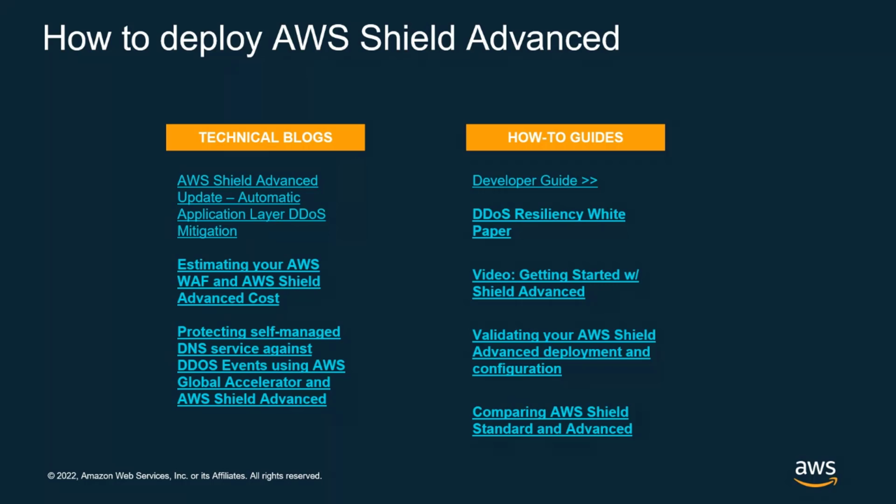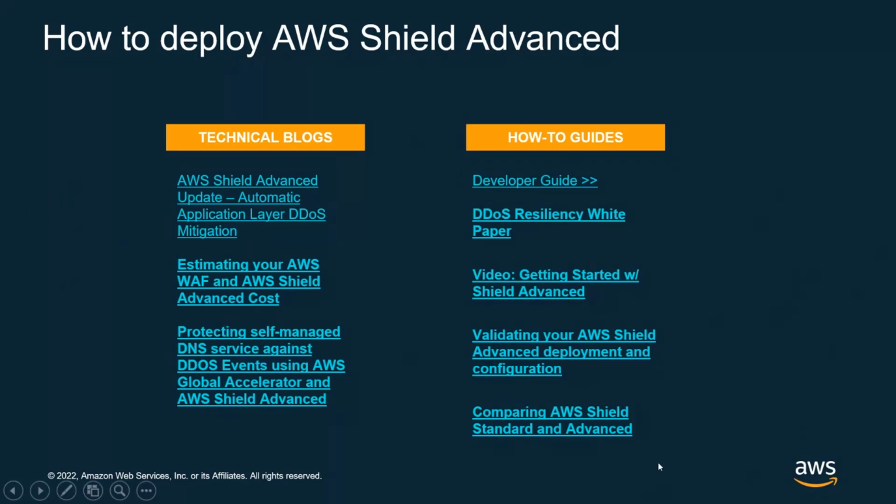And just to name a few, we do have a white paper that calls out our resiliency white paper that was updated recently, and that really takes a broader picture, helps everybody understand how they can use not just Shield Advanced and WAF, but also CloudFront, Route 53, and some of our other services to help with scaling out protection against DDoS events, amongst other things, right?